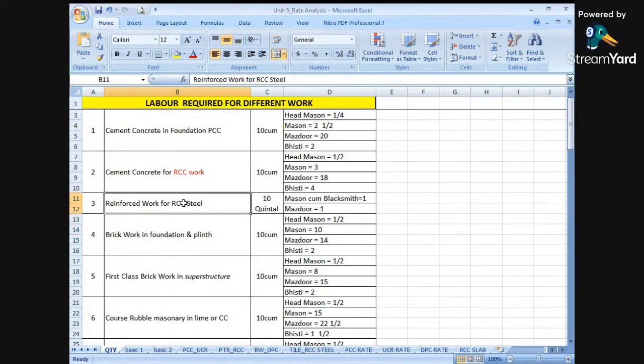Next is reinforcement work for RCC steel. That means especially for steel works, how many laborers and masons have been required? For 10 quintals of steel, how many laborers are required?